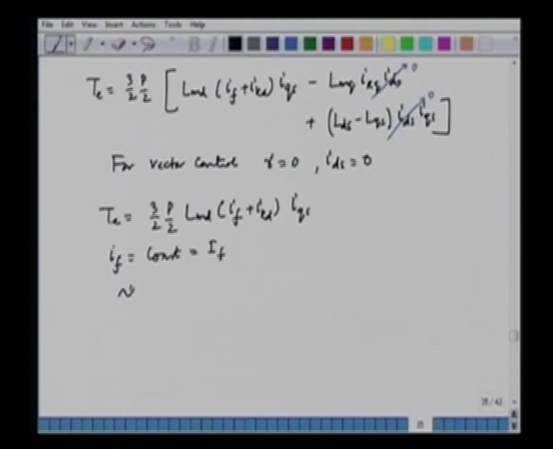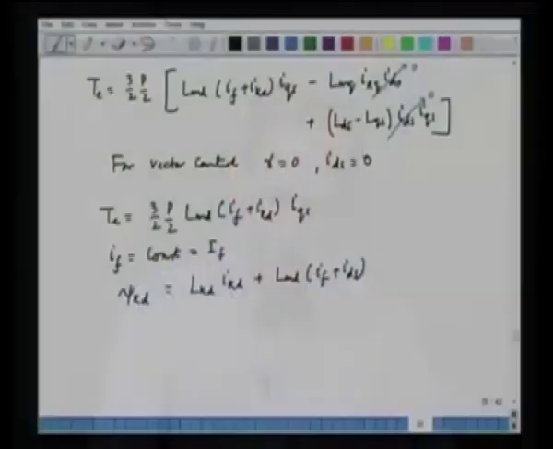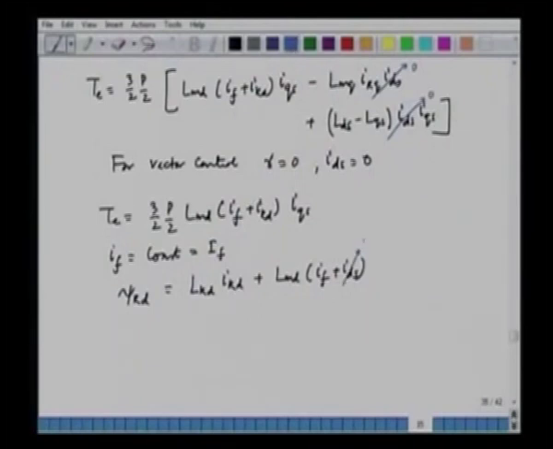And what about psi KD? Psi KD is equal to LKD into IKD plus LMD into IF plus IDS. But under the condition that we are operating with vector control, IDS is 0. So this quantity does not exist. So this is equal to 0. And IF is constant, so we can replace that IF by capital IF, which is a constant quantity.